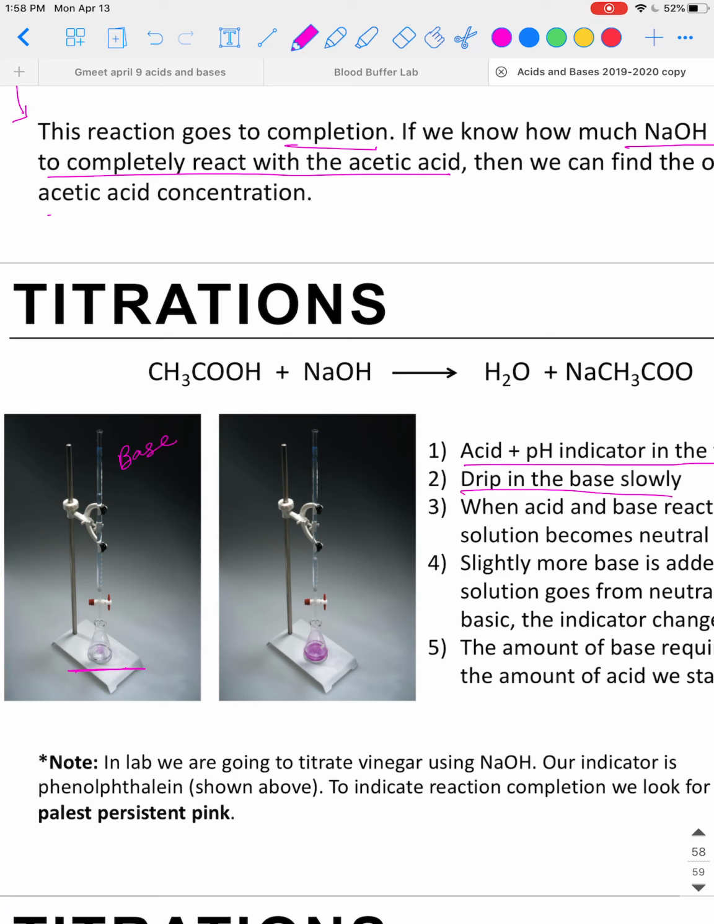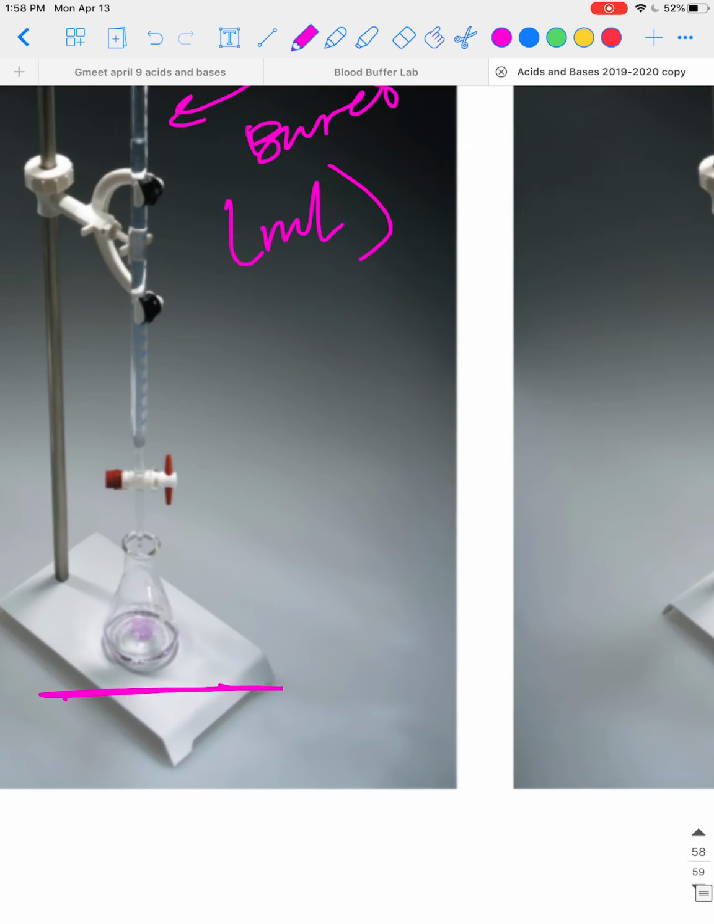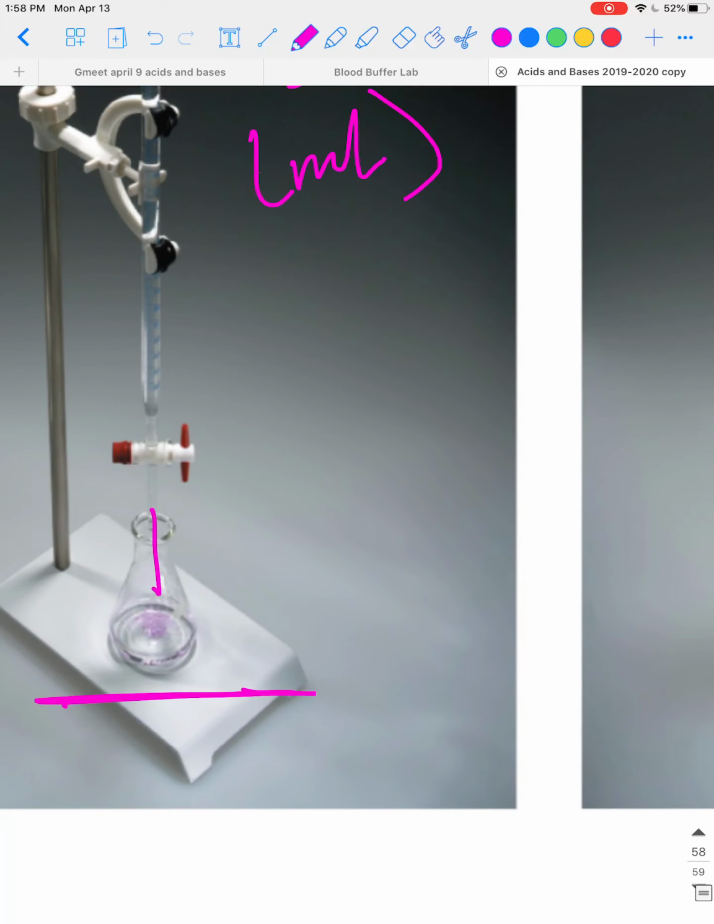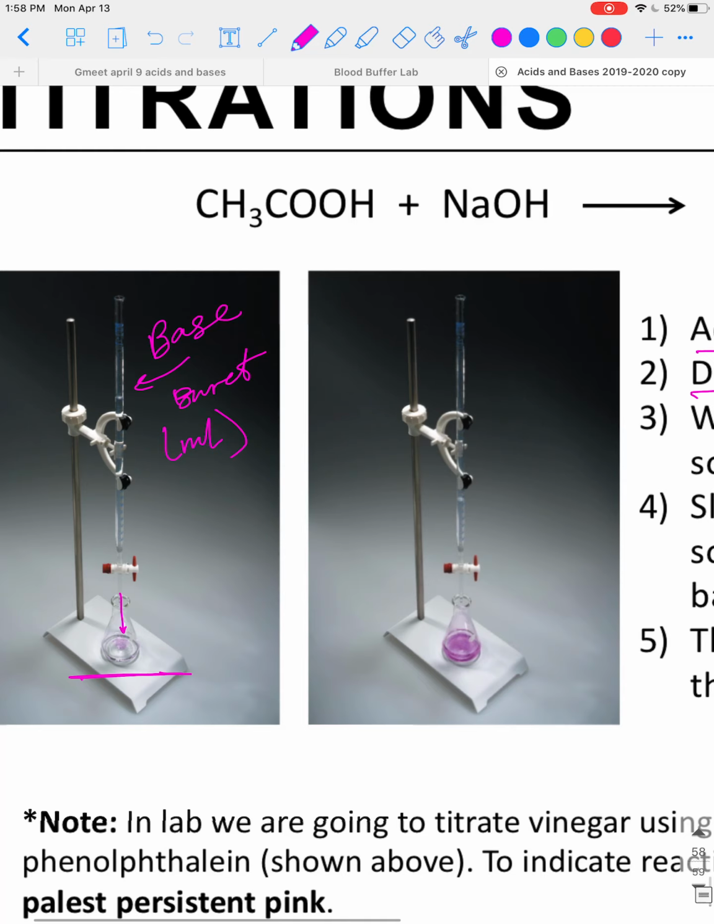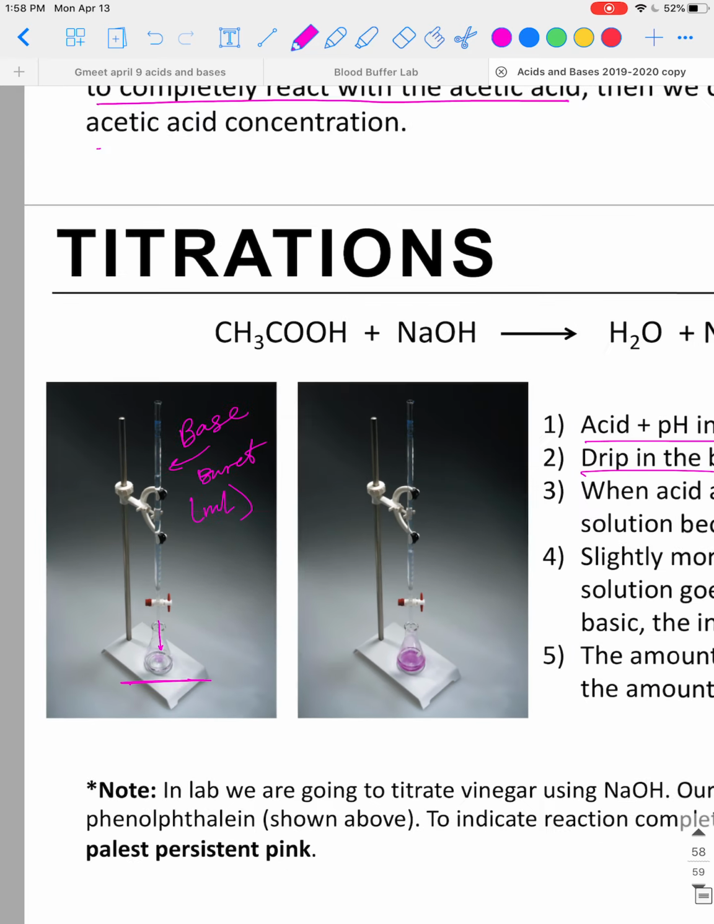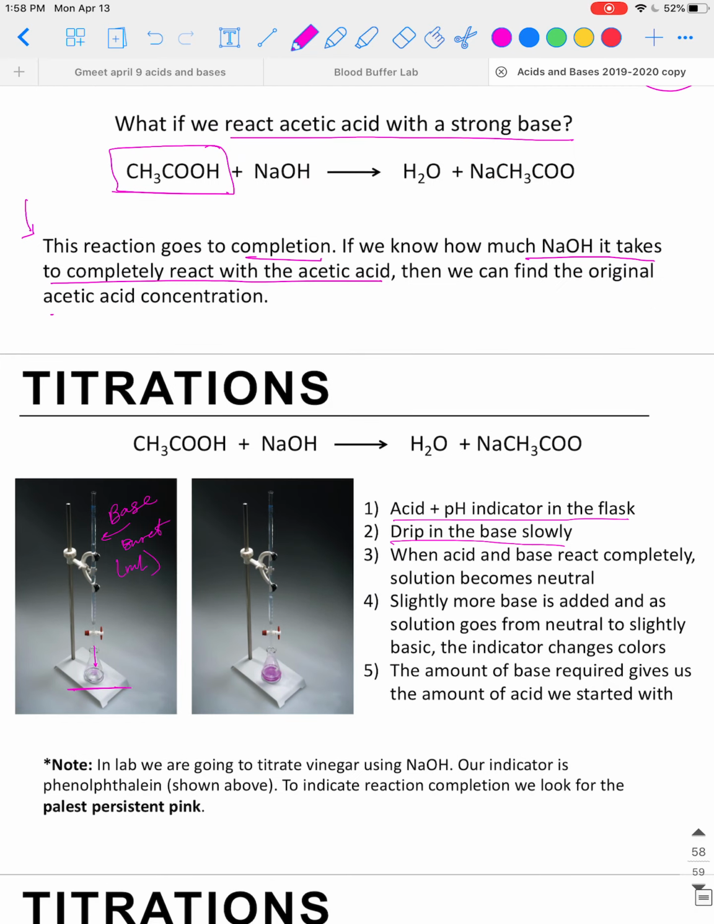And step number 2 is we're going to drip the base slowly in. The base is in the burette. The burette has markings. It measures milliliters in the burette, and we are going to drip it into the flask, drop by drop.